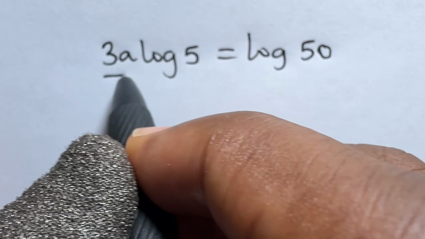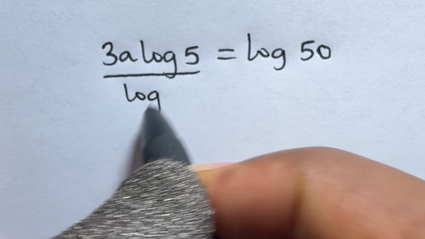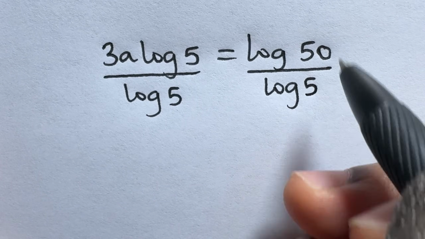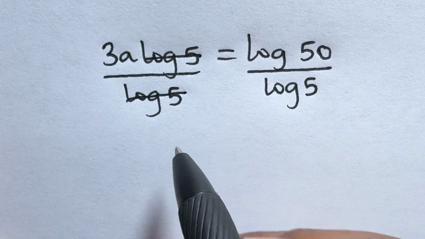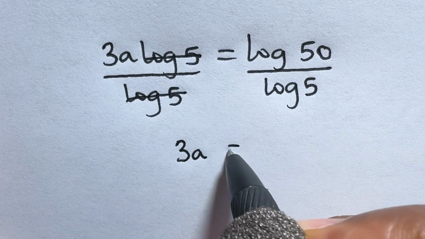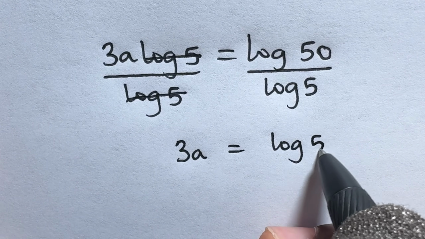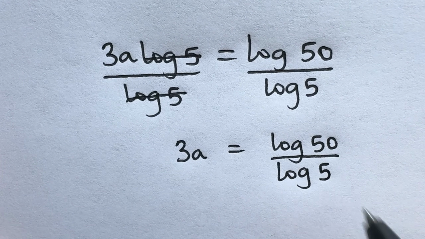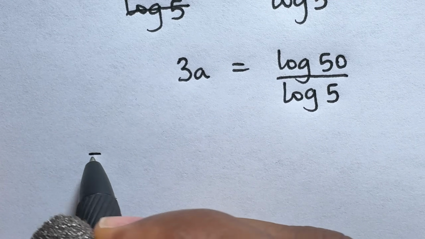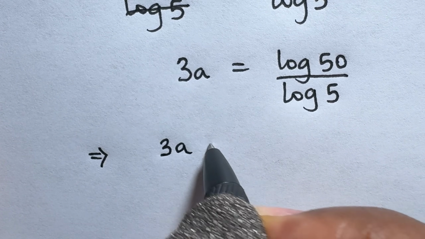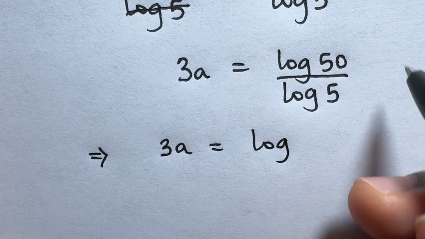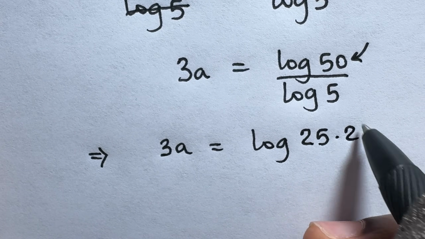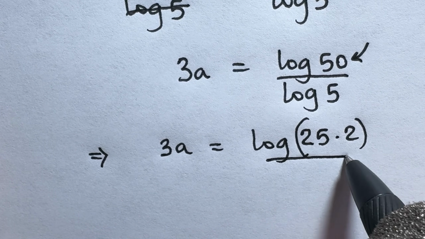Let us divide both sides by log 5. Log 5 will then cancel log 5 here, leaving us with 3a is equal to log 50 divided by log 5. This would then imply 3a is equal to log 50, here we can express 50 as 25 times 2, then divided by log 5.